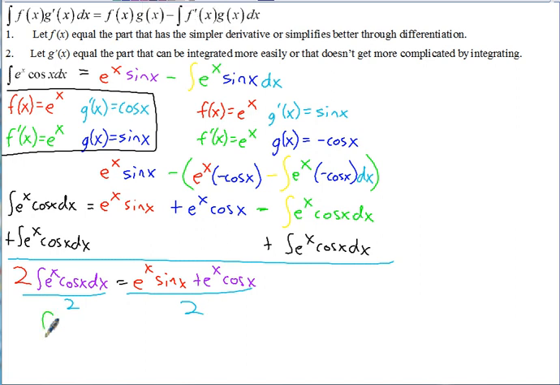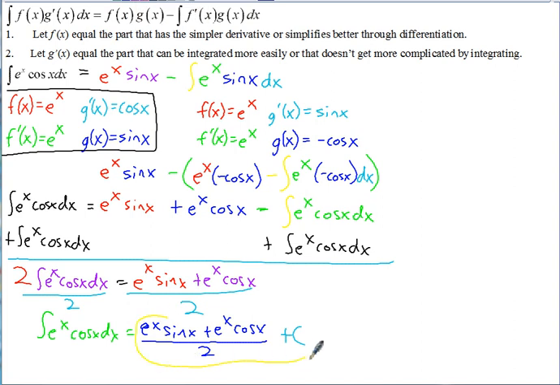So that'll give us the integral we're looking for: the integral of e to the x cosine x equals e to the x sine x plus e to the x cosine x, divided by 2. And of course, with any indefinite integral, you always need an unknown constant, plus c.